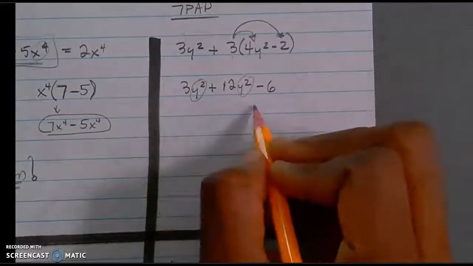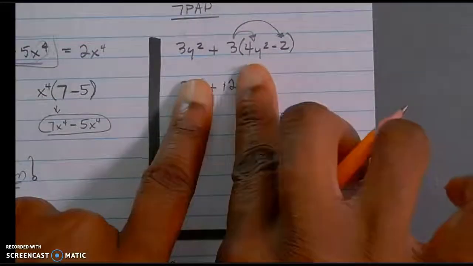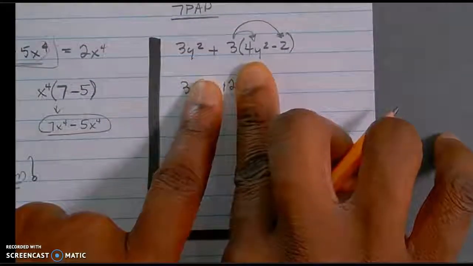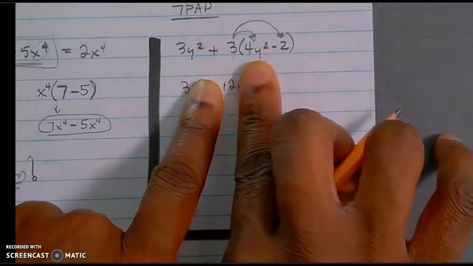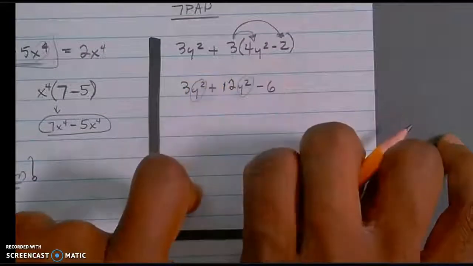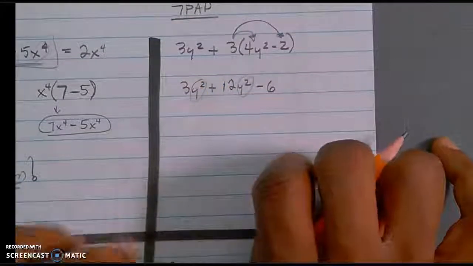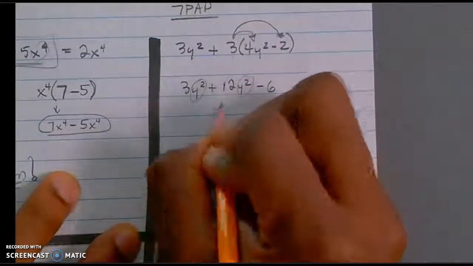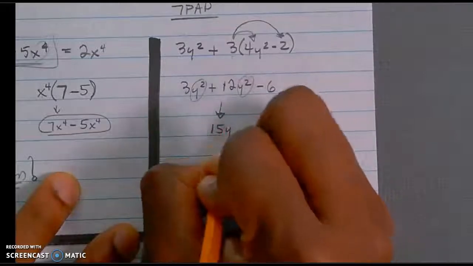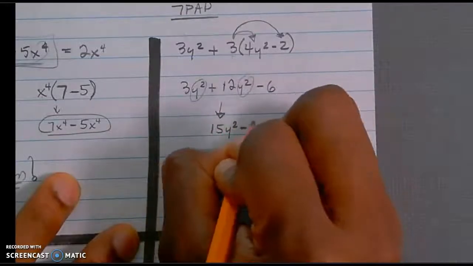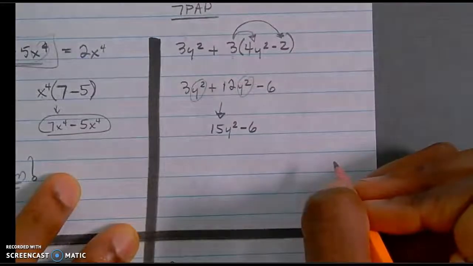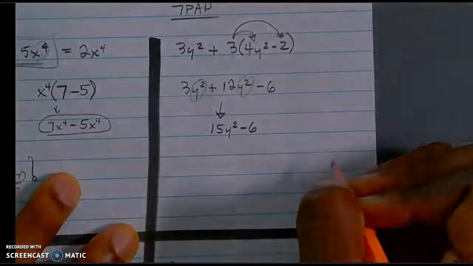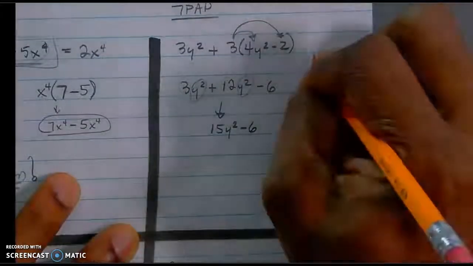So because these two are like, all that I have to worry about, because if I just had 3 plus 12, what would that be? It's going to be 15. But because of the fact that I have these variables to go along with it, it's then going to become 15y squared minus 6. That's simplified using the distributive property.